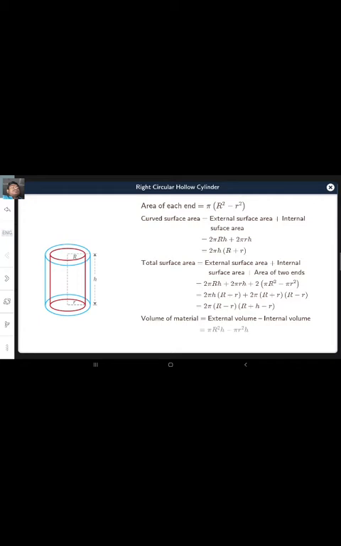The volume or capacity of this hollow circular cylinder will be equal to the volume of the external cylinder, from which is subtracted the volume of the internal cylinder.